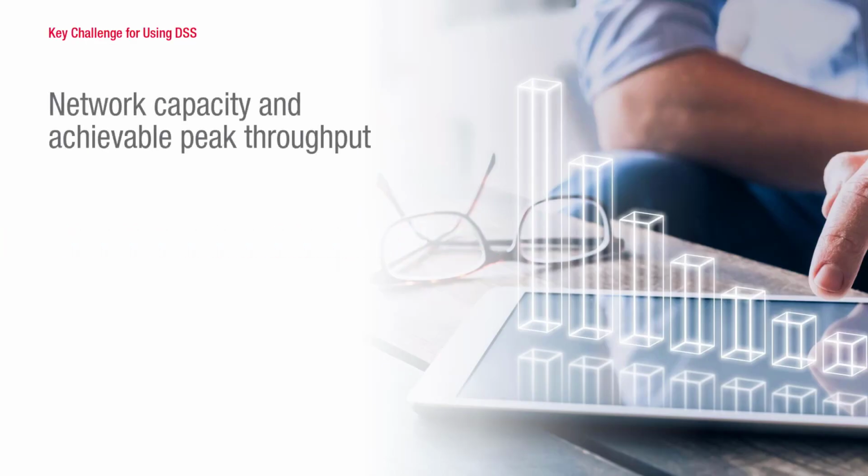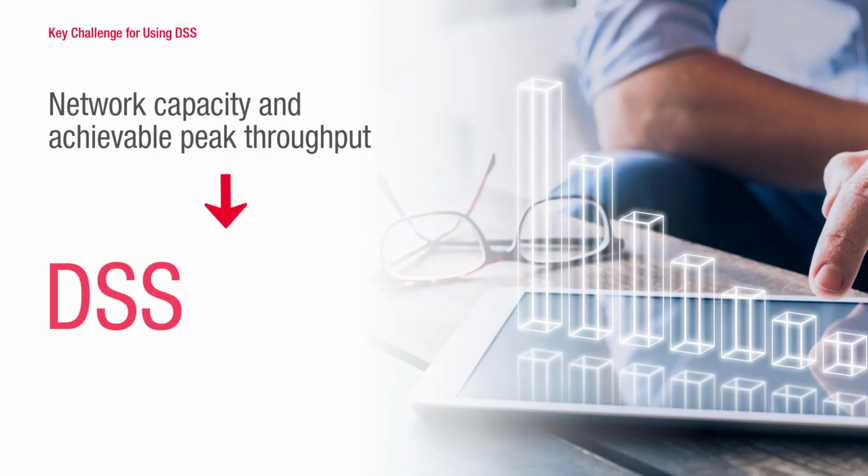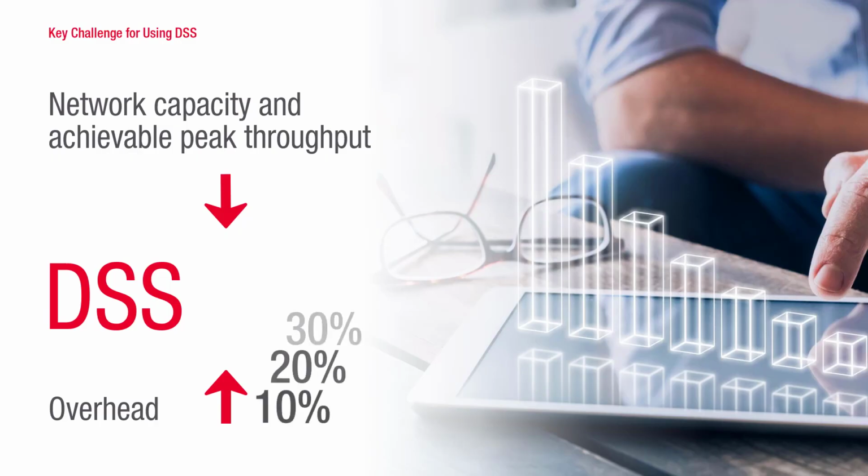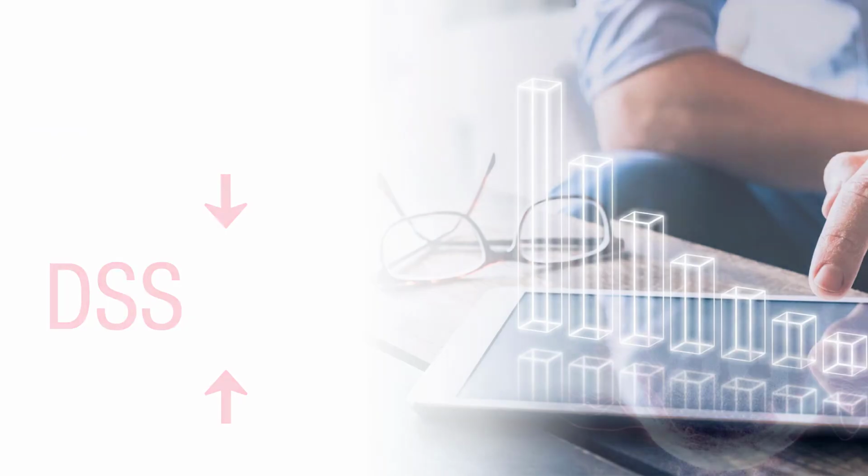Network capacity and achievable peak throughput by individual users decreases with DSS deployment. Both LTE and 5G systems transmit various control and reference channels, mainly in the downlink direction. Overhead from control channels increases in DSS because it requires the transmission of control channels for both 5G and LTE. The overhead can add up to several tens of percentage points of capacity.